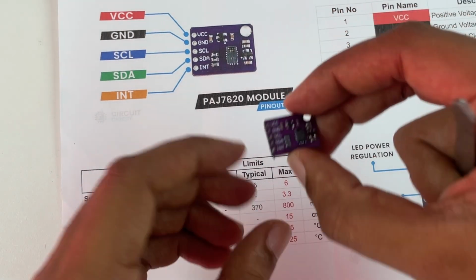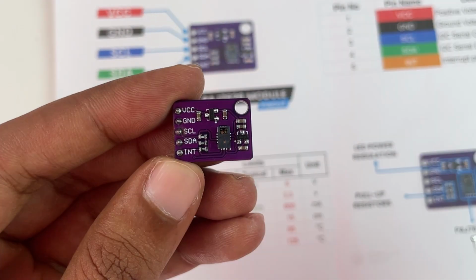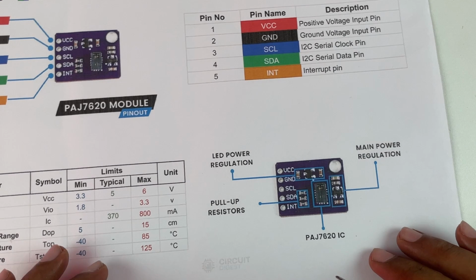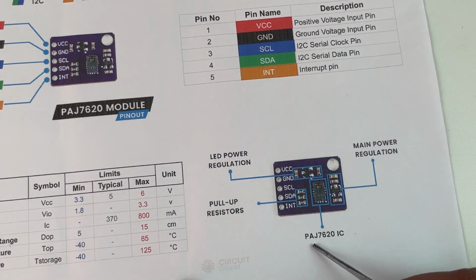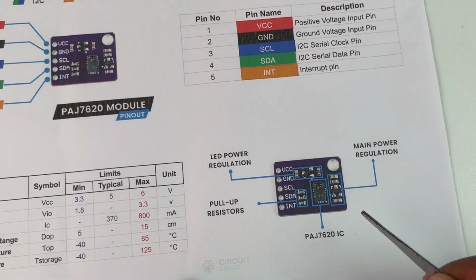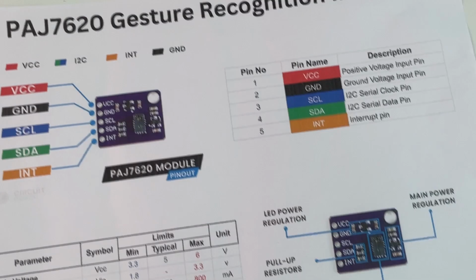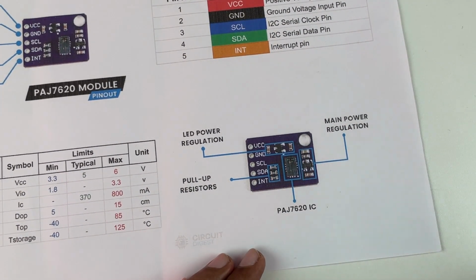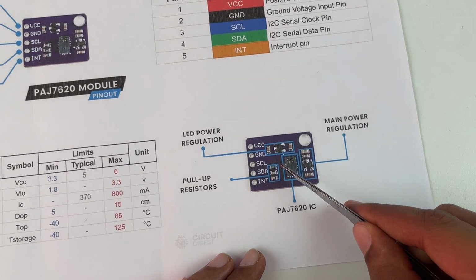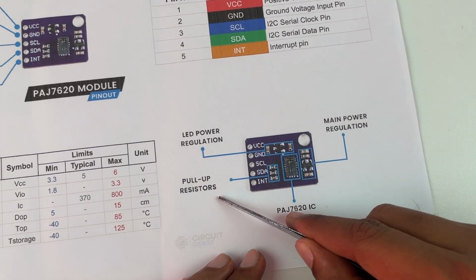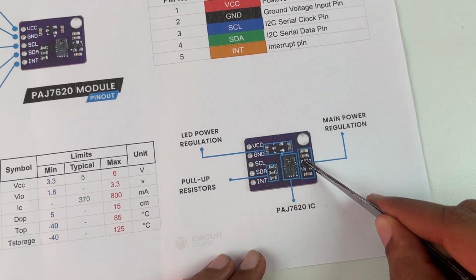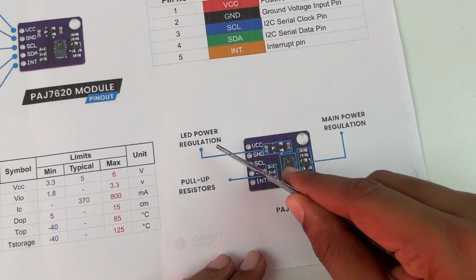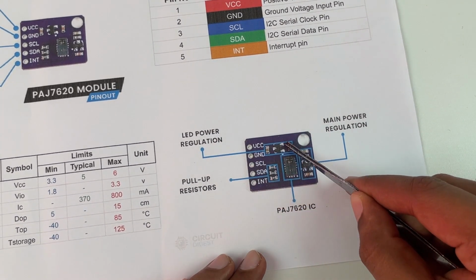Now, if you take a look at the sensor module, you will notice the main component over here, which is the sensor itself. You can see that the sensor is called a PAJ7620, which is why the IC is called so. And there are a few other components on the module, all of which are auxiliary. These things are the pull-up resistors. We have two voltage regulators. One is the main power voltage regulation IC, and the other one is to regulate the power for the LEDs.